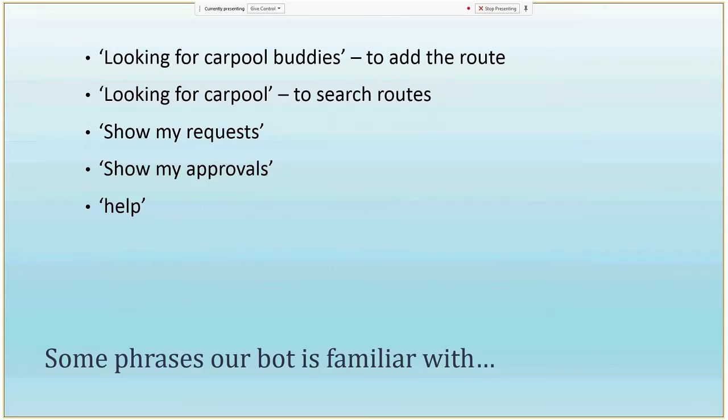So these are some phrases you can use to chat with the bot. To add the route, you can say looking for carpool buddies, or to search the route, you can say looking for the carpool. You can see if, as an owner, any approvals are pending on your side, or you can see what are your requests as a route owner or as a traveler. So let's see a quick demo.